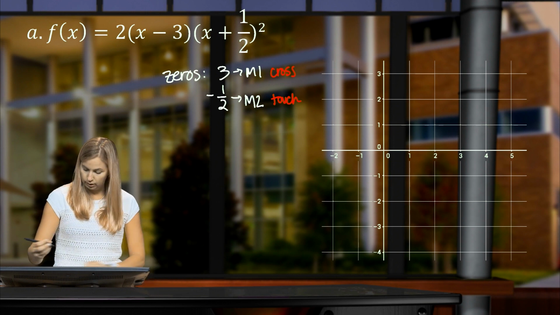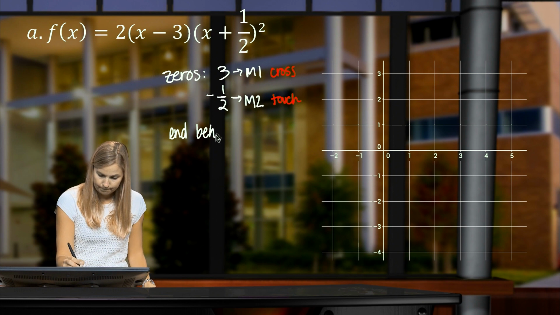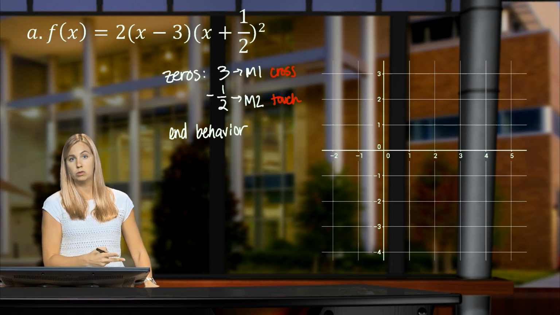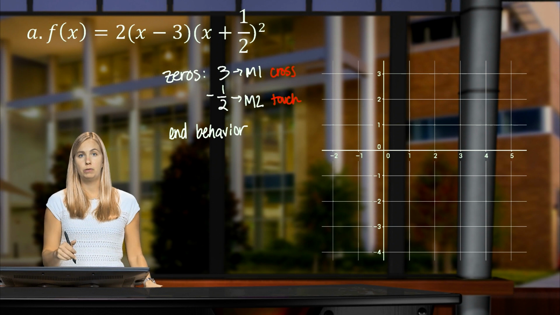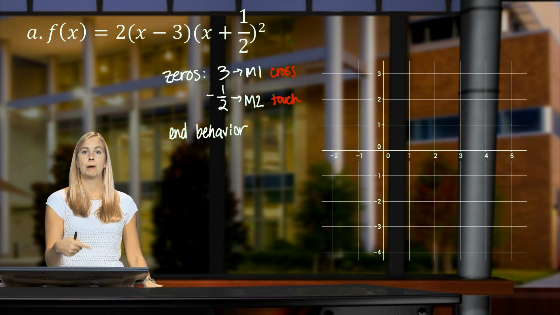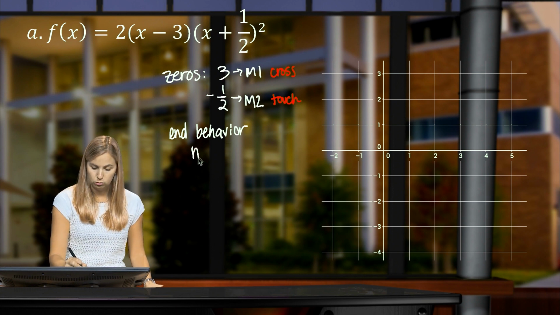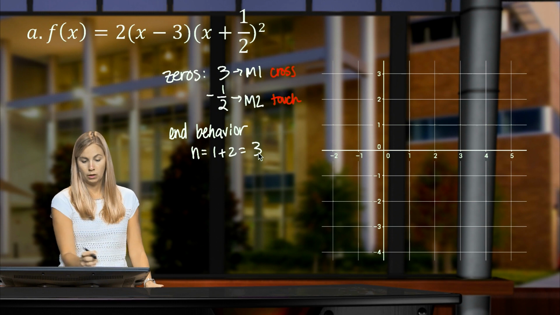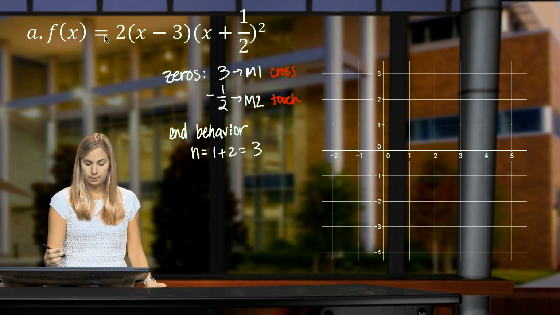The end behavior. Let's talk about the end behavior. For the end behavior, we need to know the degree, and we need to know the sign of our lead coefficient. What's the degree of this polynomial? Remember that we can add up our multiplicities to find the degree, so our degree is going to be 1 plus 2, which is 3. And my lead coefficient is positive 2, so my lead coefficient is positive.